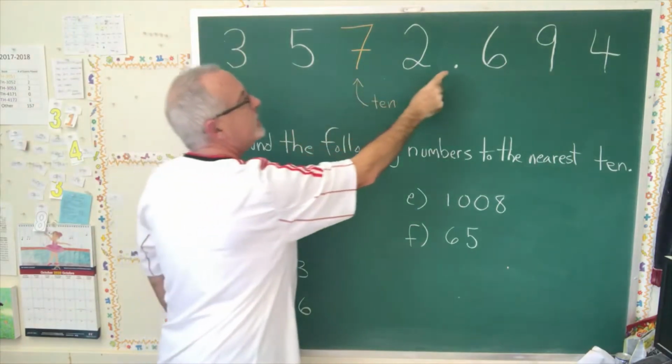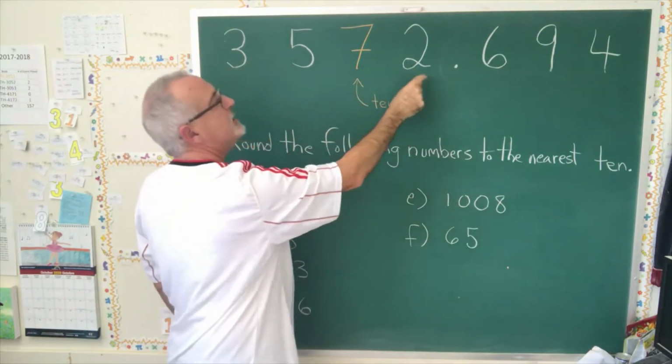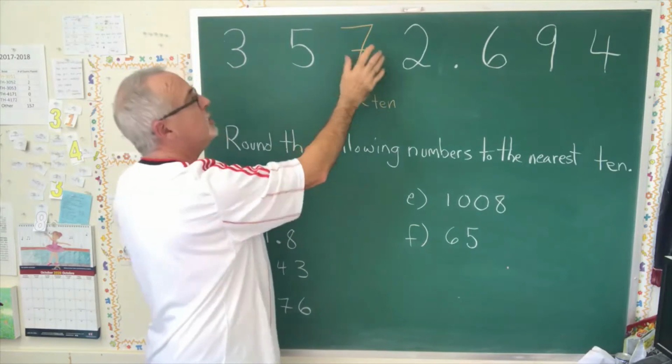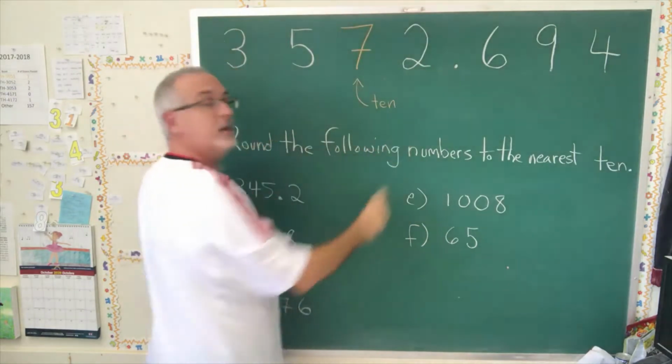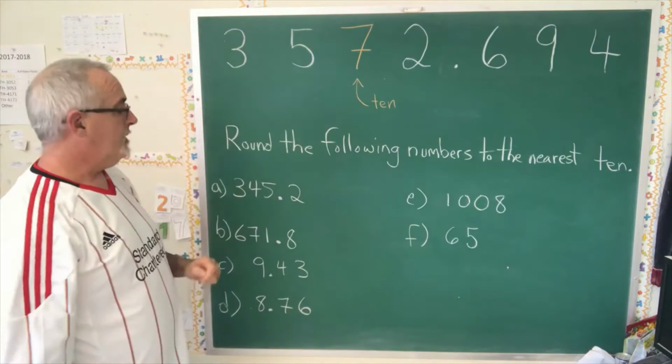It is not the number to the left of the decimal, it's the number to the left of that. So it will always be in this position with respect to the decimal. That's what we have to look for.